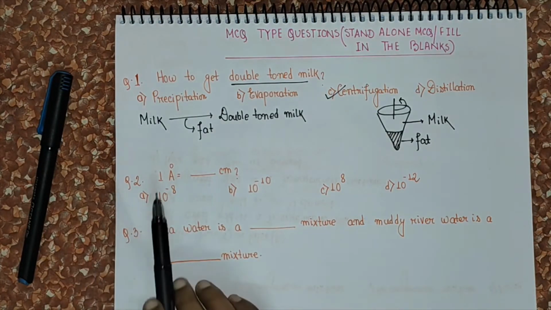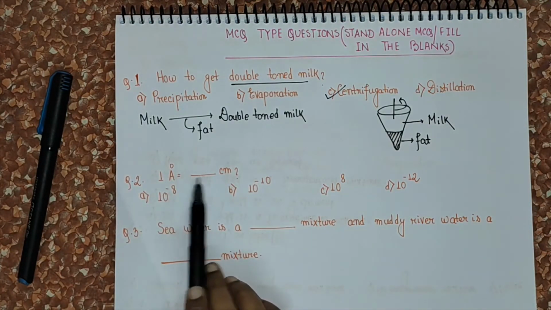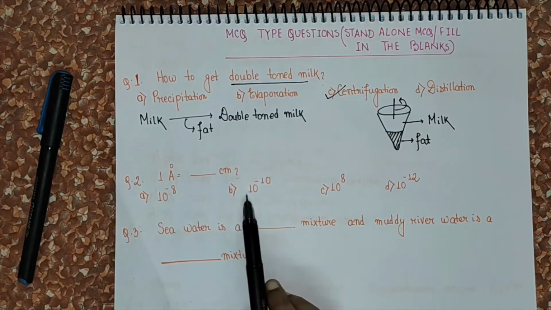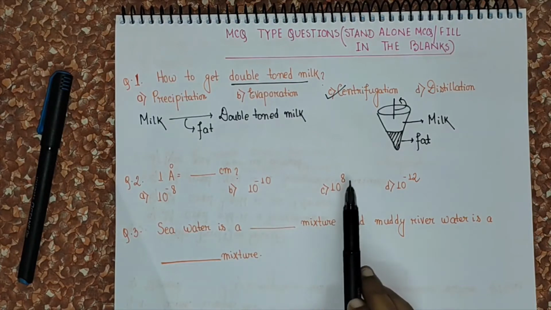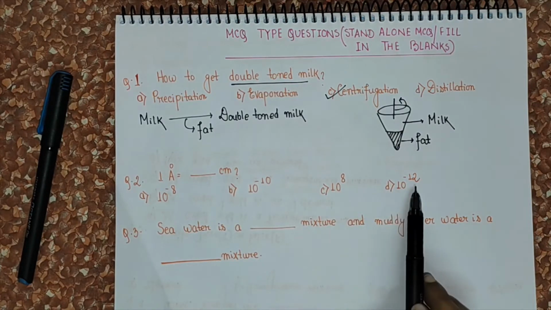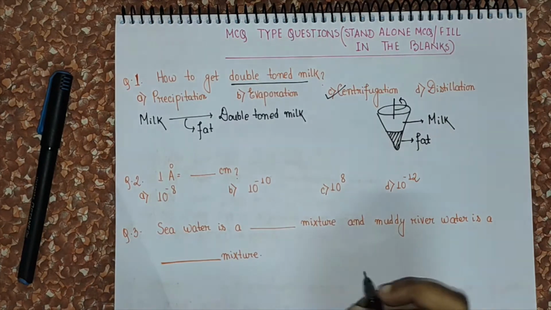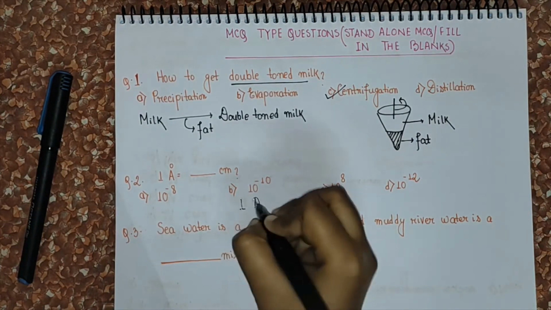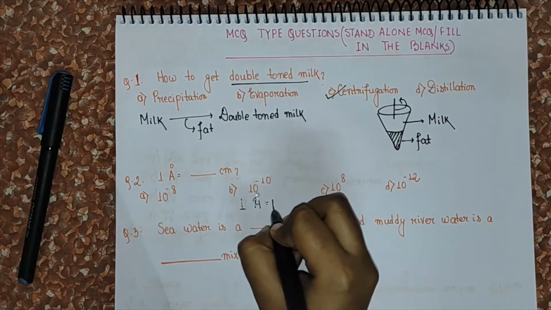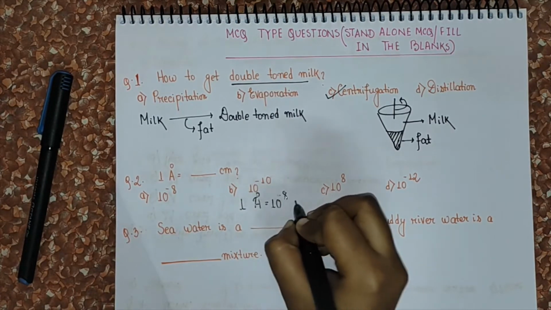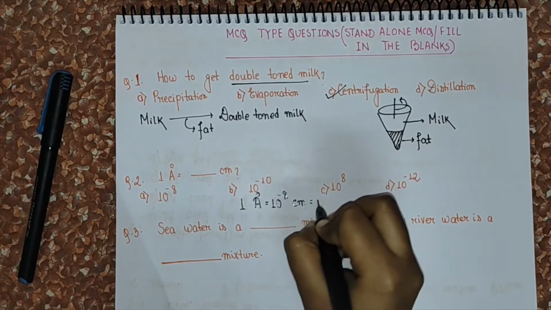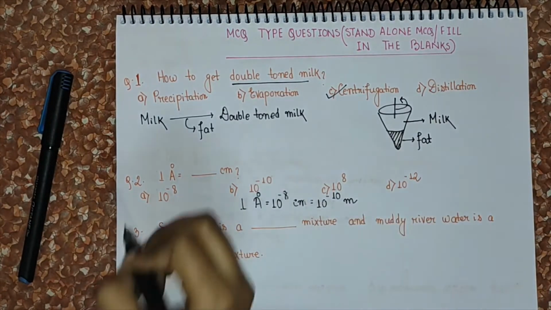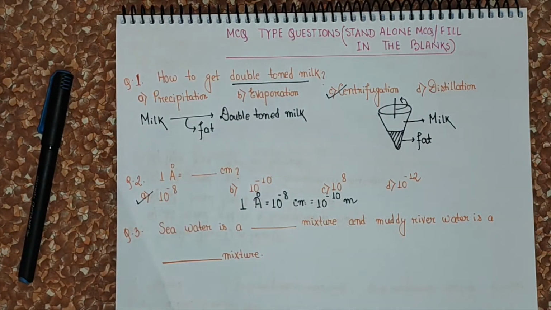Now the next question is: 1 angstrom equals dash centimeter. So what are the options? 10 to the power minus 8, 10 to the power minus 10, 10 to the power 8 and 10 to the power minus 12. So this is a kind of informative question. You have to actually know that 1 angstrom equals 10 to the power minus 8 centimeter, which in turn indicates 10 to the power minus 10 meter. So this one is the correct option.